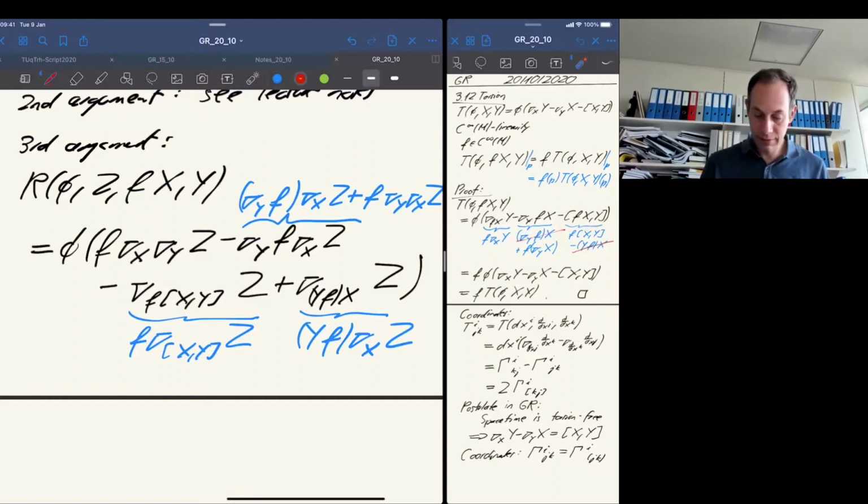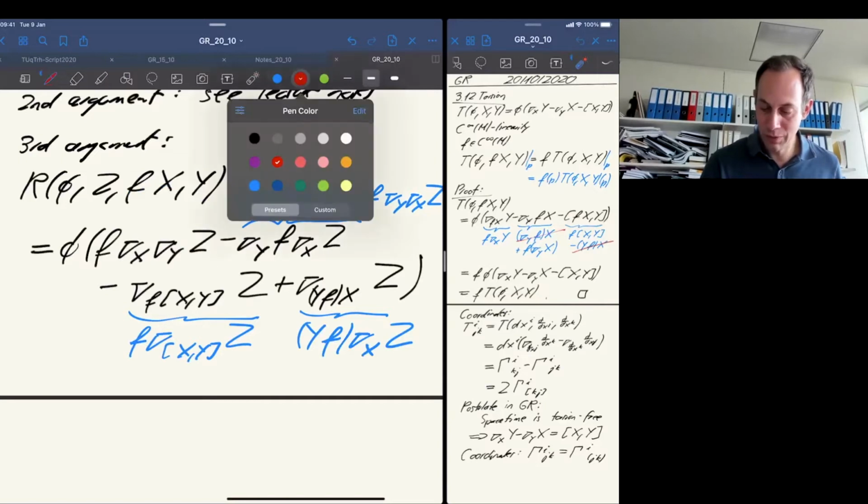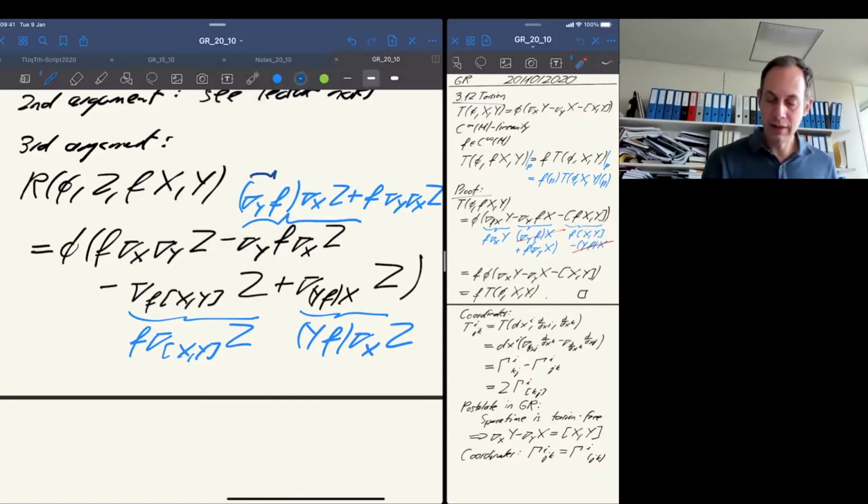Where are terms that cancel? Oh, yes. So maybe something I didn't write, but could write, is that nabla y applied to f is again the same as y applied to f. So remember, the covariant derivative applied to a function is the same as just the vector applied to the function. That was even part of the definition of the covariant derivative. You can just look it up there.